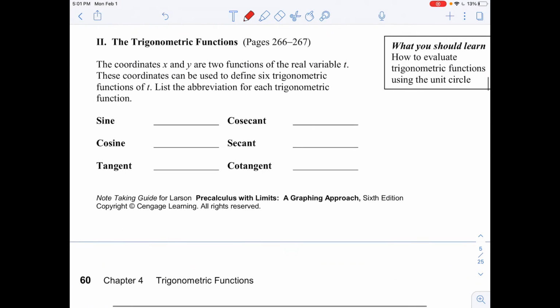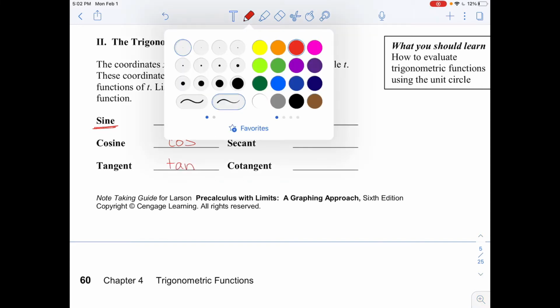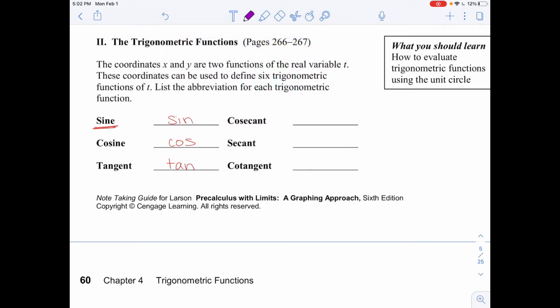So let's talk about the trig functions. The word sine is abbreviated with these three letters, and we pronounce that sine. Cosine is abbreviated as cos. Tangent is abbreviated as tan. And then we have the other three of the six trig functions. The three most common are sine, cosine, and tangent. Cosecant is abbreviated CSC, secant is SEC, and cotangent is COT.